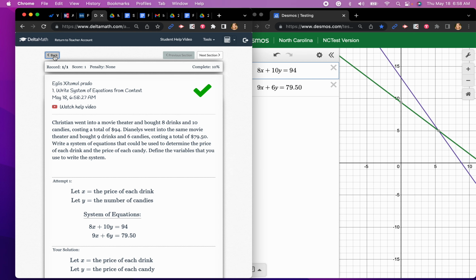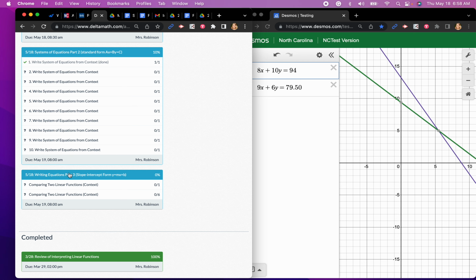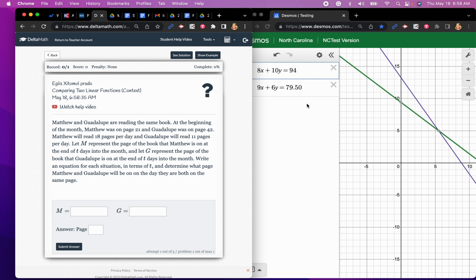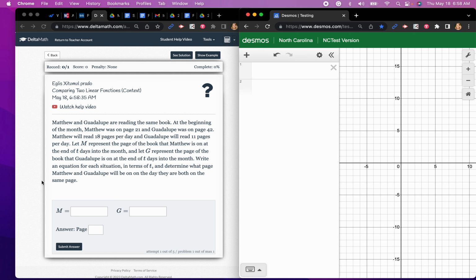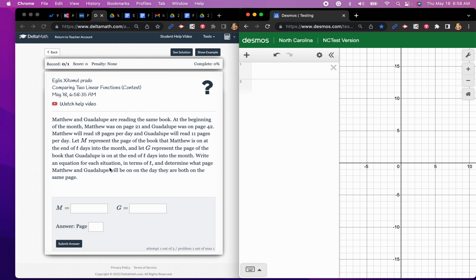Ta-da. All right. When we are writing them in slope-intercept form, that's in the form y equals mx plus b. I'm going to leave this open because I have to also type in my equations here to answer the question. So it says Matthew and Guadalupe are reading the same book. At the beginning of the month, Matthew was on page 21 and Guadalupe was on page 42. Those would be your y-intercepts because they are fixed given amounts. To that total, Matthew is going to add 18 pages per day. So 18 is your slope.